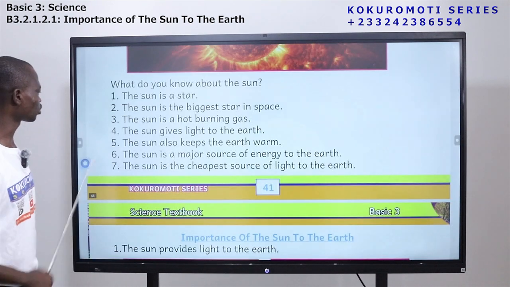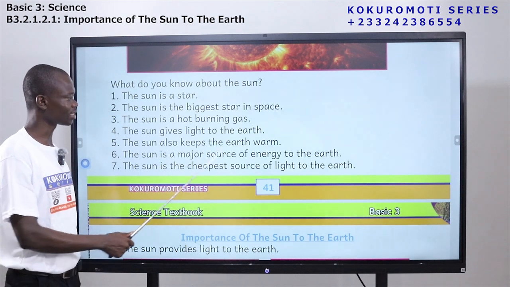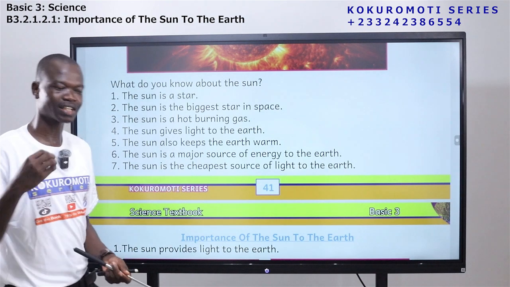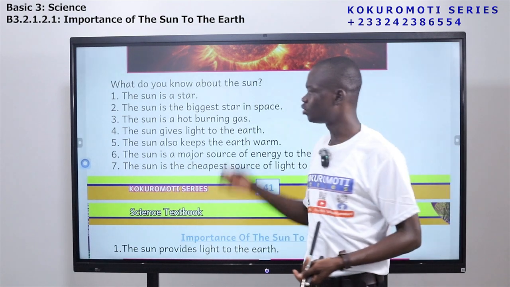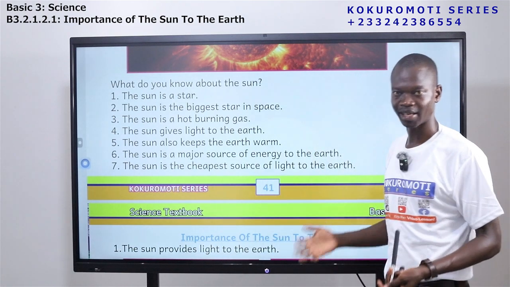Okay. The next one is that the sun also keeps the earth warm. Because the sun produces heat, it's able to what? Warm the earth, and we use it to do so many things on earth.